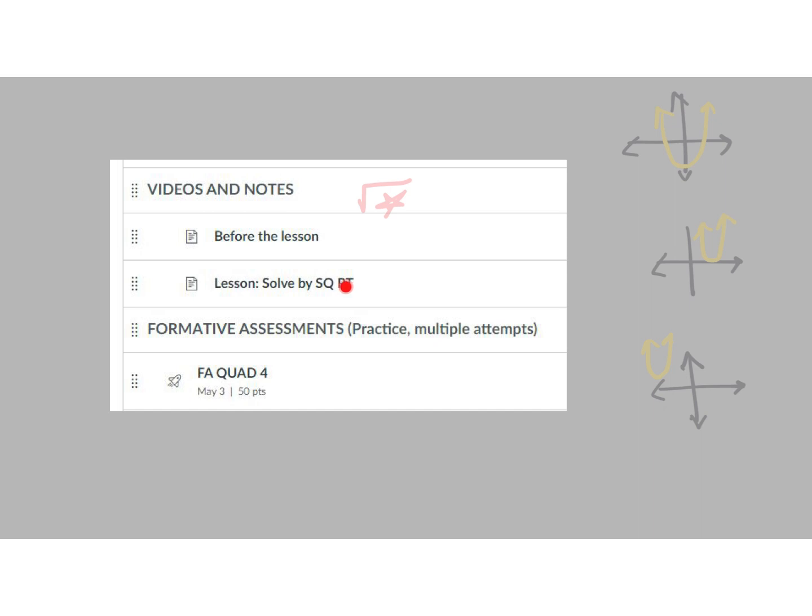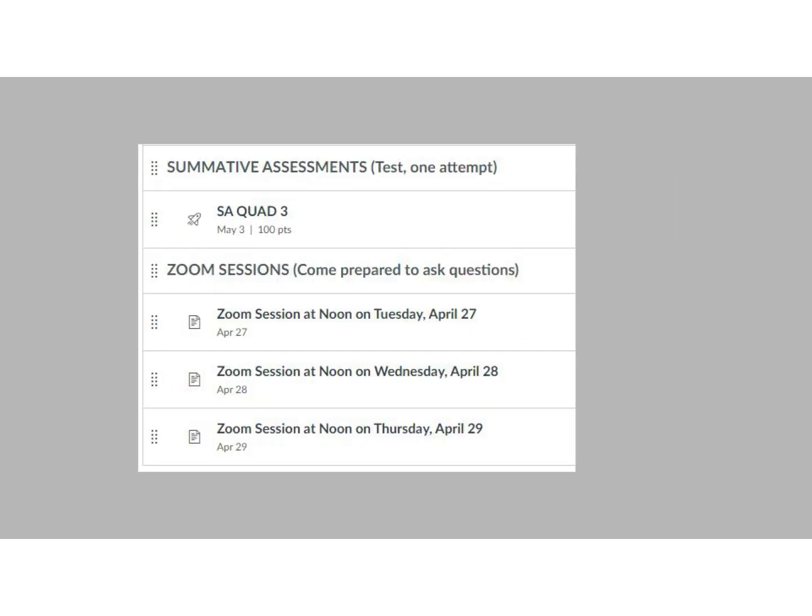So after you go through the lesson, and same type of thing, I have you stop at some points and practice some problems. You can move on to the formative assessment if you feel confident. If not, come to a Zoom meeting and get some questions answered. After you've completed your formative assessment, your practice where you get multiple attempts at it, then you will take your summative assessment, which is just like your test, you get 1 attempt.